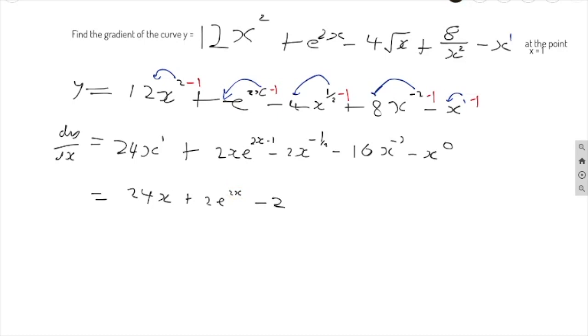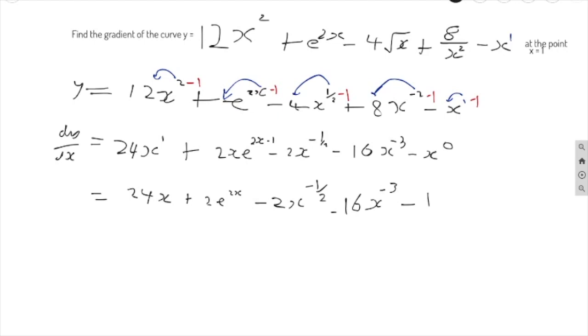Minus 2x to the power of minus a half stays the same. Minus 16x to the minus 3 stays the same. And x to the power of 0, well, anything to the power of 0 equals 1. So therefore we have minus 1.